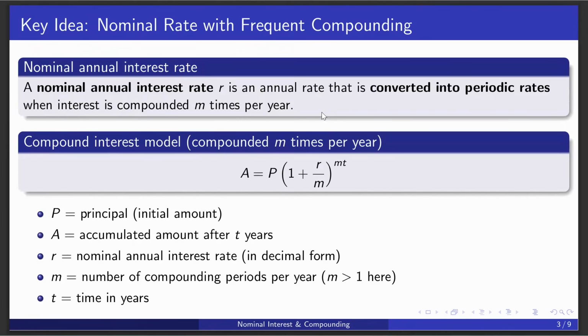Compound interest model. The compound interest model is given as A equals P times (1 plus R over M), all raised to the power M times T, where A is the accumulated amount, P is the principal invested, R is the interest rate, M is the number of times in a year interest is compounded, and T is time.